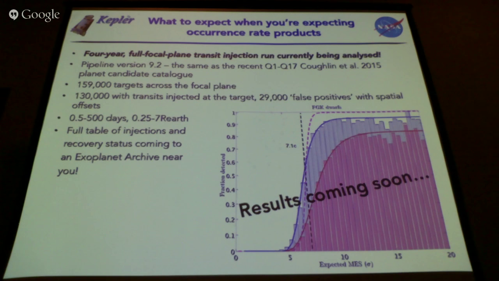But one thing I wanted to say is that we're going to let you play along at home. The full table of 159,000 injections is being loaded up to the NASA Exoplanet Archive, which, also, come and talk to me about that if you don't know what that is. They're going to host this table. The table will have all the parameters of what I injected, the expected signal to noise, and whether or not we recovered it.